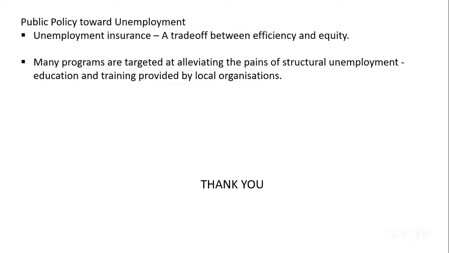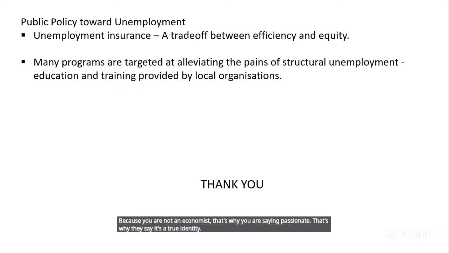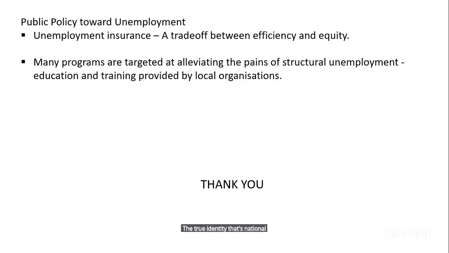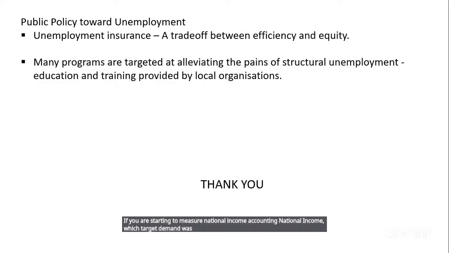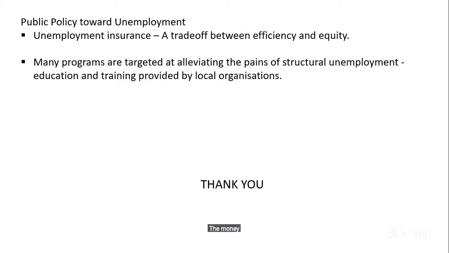Partially. I think it's partial because you are not an economics student. That's why you are saying partially. But that's why they say it's a true identity. It's a true identity that national income must be equal to national expenditure. If you are studying how to measure national income accounting, national income, which is aggregate demand, must be equal to aggregate supply, aggregate expenditure. Aggregate income must be equal to aggregate expenditure. That is, your Y must be equal to E. The money that comes in must be equal to the money that goes out. Okay.